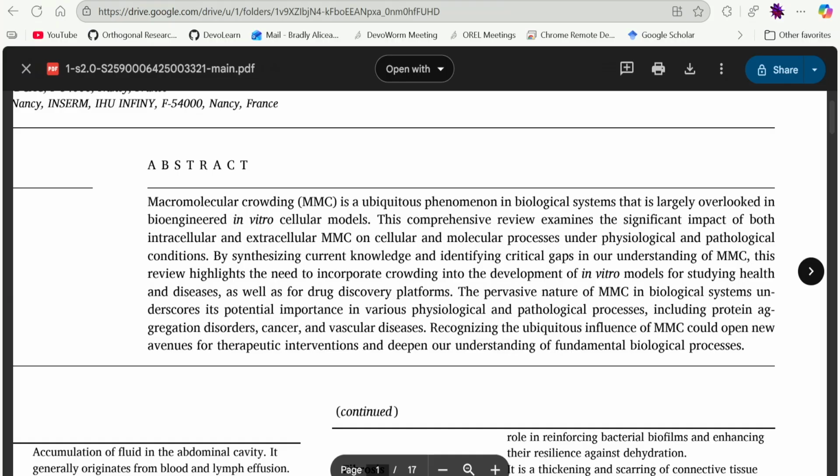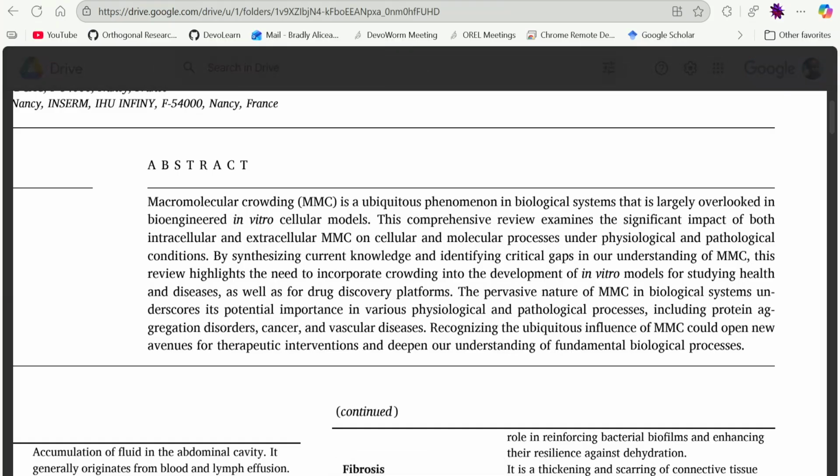The pervasive nature of MMC in biological systems underscores its potential importance in various physiological and pathological processes, including protein aggregation disorders, cancer, and vascular diseases. So they're thinking about this macromolecular crowding when it's pathological, when it does bad things to the cell.